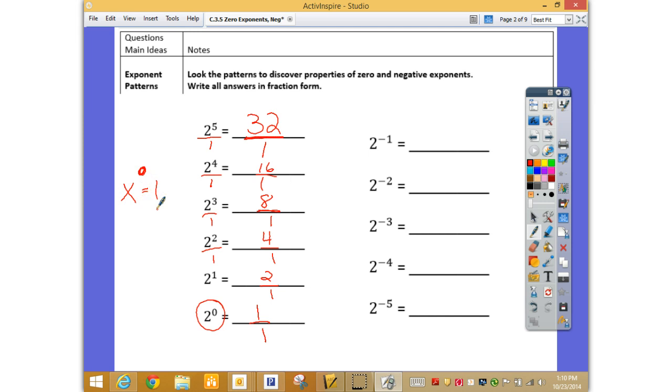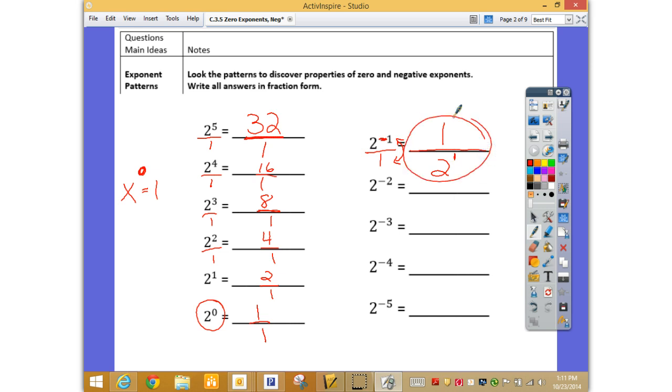Now looking over here, we have negative exponents. These are new. We need them in fraction form, so put a 1 under them. And they are the reciprocals. To make this positive, we want to write it with a positive exponent, no negative, written as fractions. So reciprocals, you flip them. So now we're going to have 1 over 2 to the 1st power, so that equals 1 over 2.